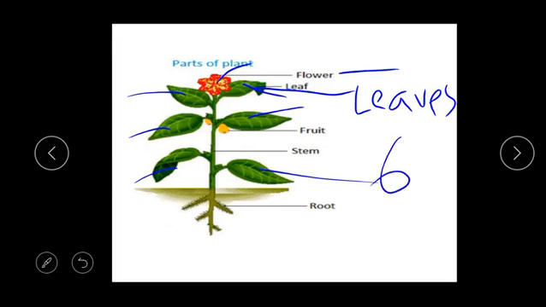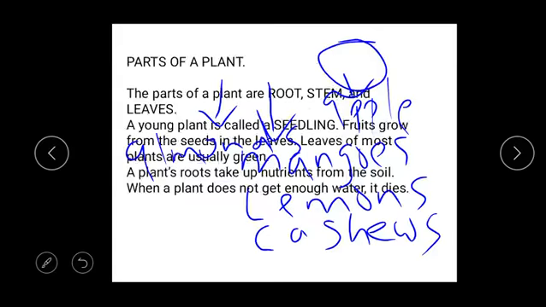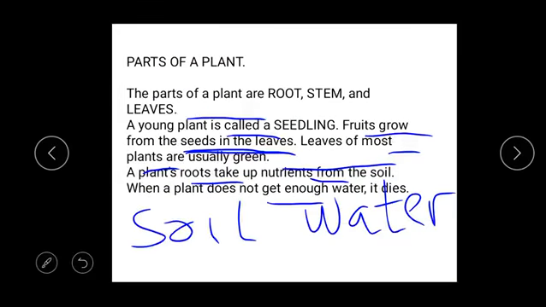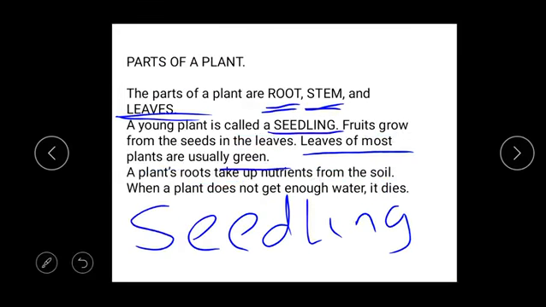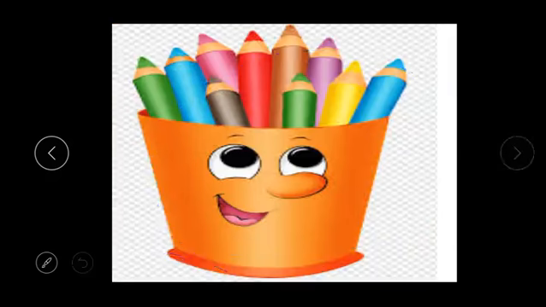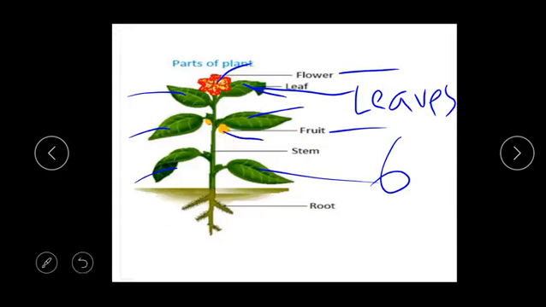Now let's see another part of a plant. We have the fruits. We have the fruit, and where do you get the fruit from? Let's see where we get the fruit from. Can you remember? The fruit grows from the seed in the leaves. So let's see the fruit. See the fruit, it grows from the seed in the leaves.